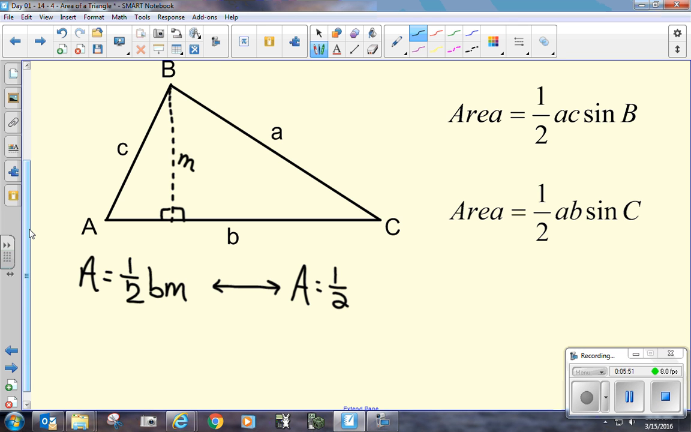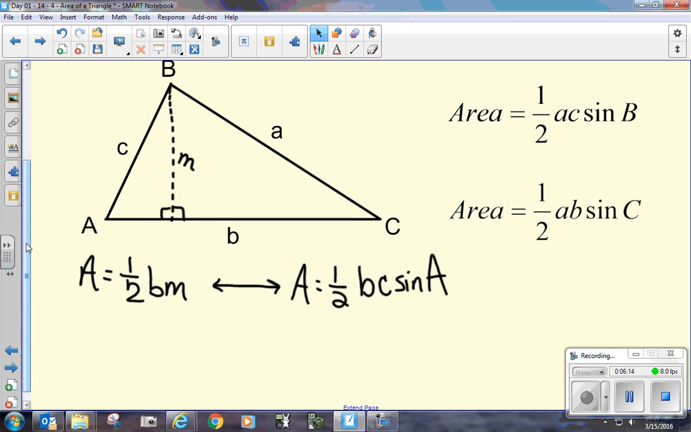I guess it would be, we'll use the first one, base. So we don't have height. We're going to have C times the sine of A. Okay. How are these two equal?